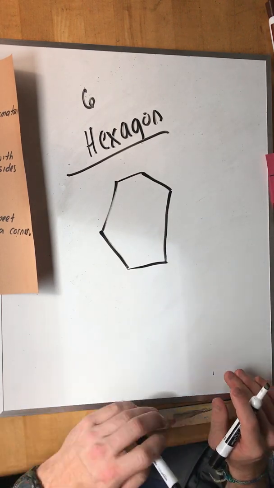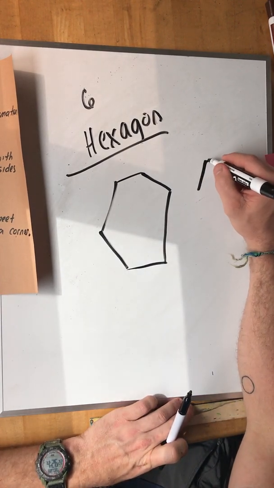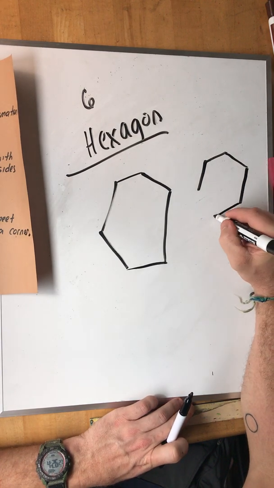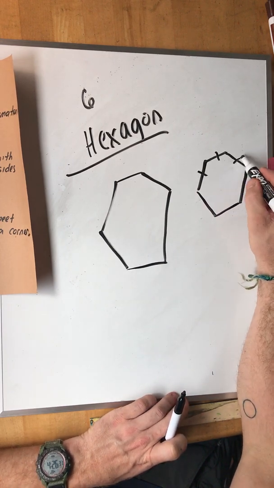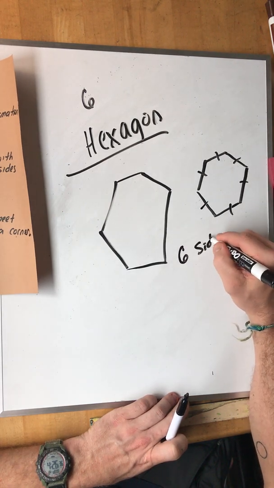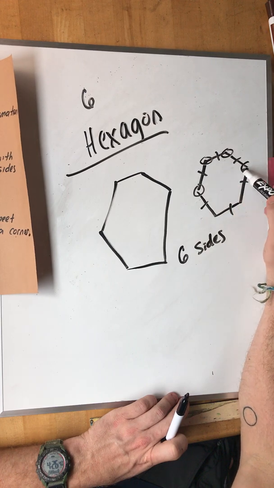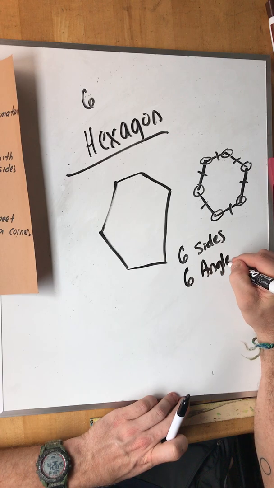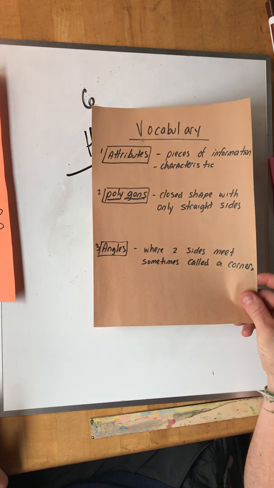You can try to draw. Sometimes a hexagon is a little bit tricky. Let's try another one. How many sides? 1, 2, 3, 4, 5, 6. And how many angles? 1, 2, 3, 4, 5, 6 angles.